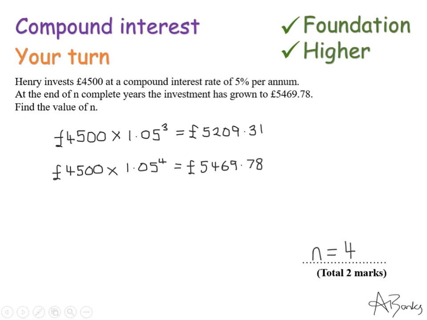Here's the solution. So the number of years was 4. Obviously you might have tried different numbers. You might have started with 2, or you might have gone up to 5 and then had to go down. It doesn't matter as long as you get the answer of 4.